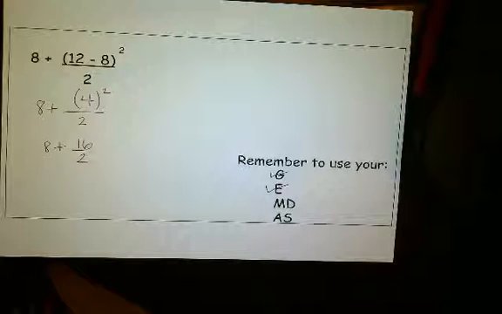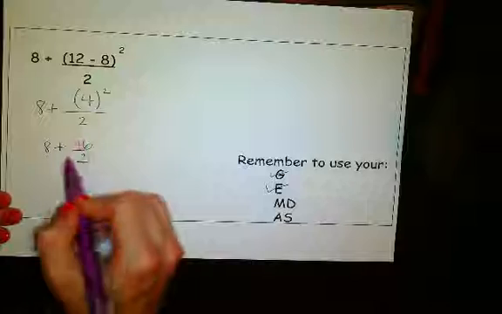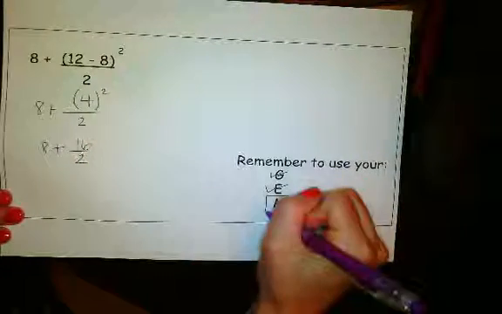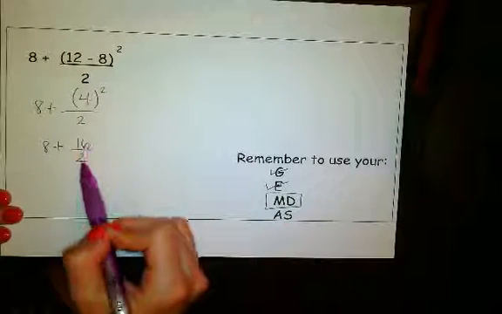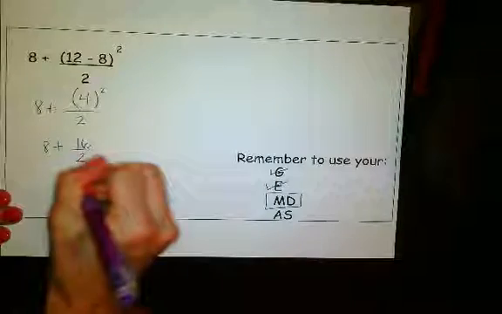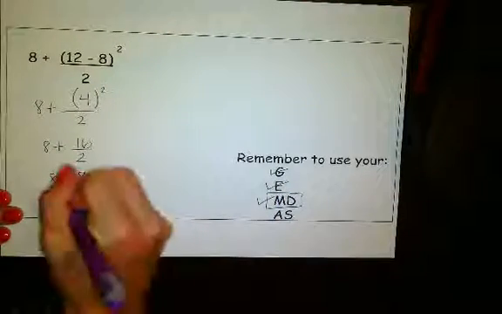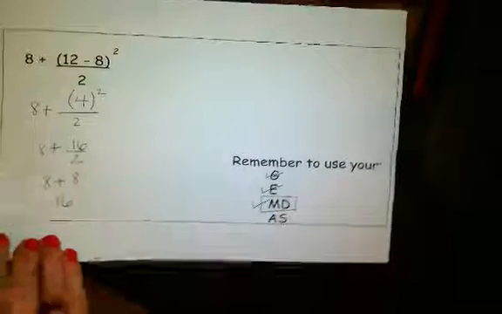Alright, so we have 18 plus 16 over 2, and I want to remind you that a fraction is also a division problem. So we come to our multiplication and division step next, and we're going to do 16 divided by 2, which is 8, and then we have 8 plus 8, which is 16. Alright, we're moving on to example number 3.